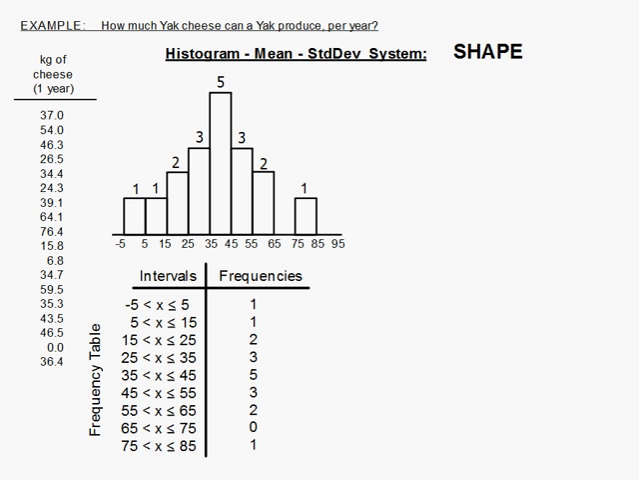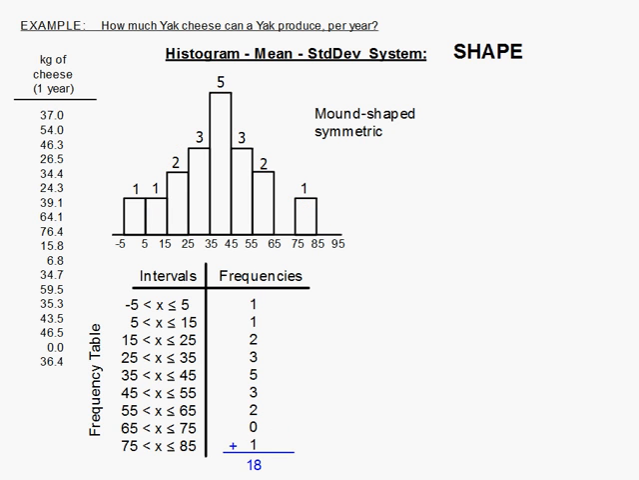Now let's talk about the shape. The name of this shape is mound-shaped symmetric. You can see this mound shape, and it's relatively symmetric. Is it perfectly symmetric? No, there are some asymmetries, but that's okay. What we want is that it's approximately mound-shaped symmetric. This is statistics. There is no perfect anything. So what we're looking for is trend. We're looking for pattern. And this is a mound-shaped symmetric pattern, which of course you can see in the frequencies as well.